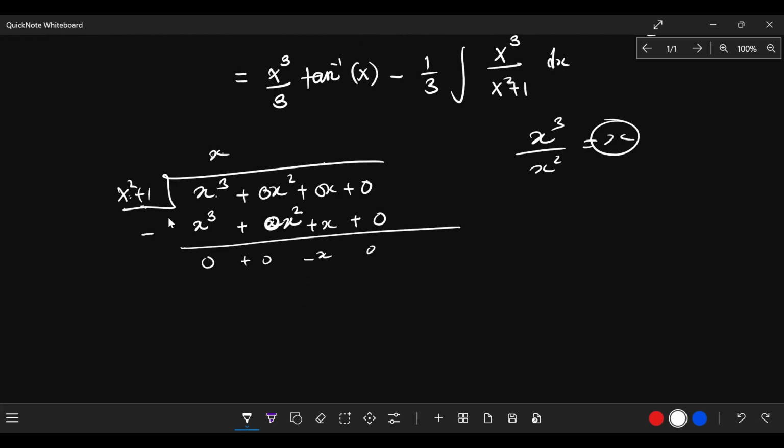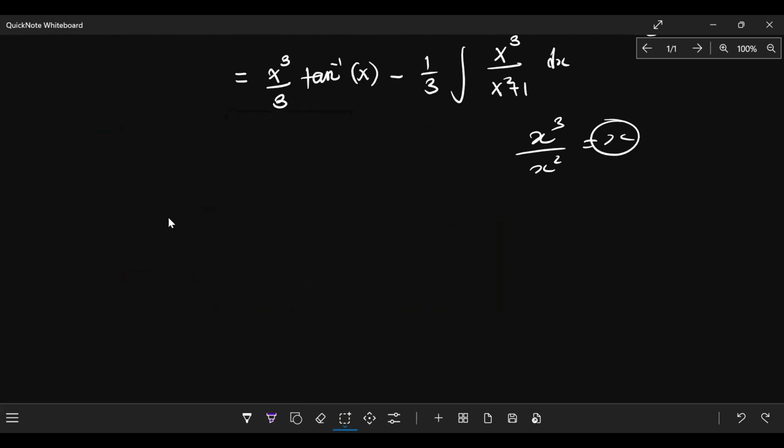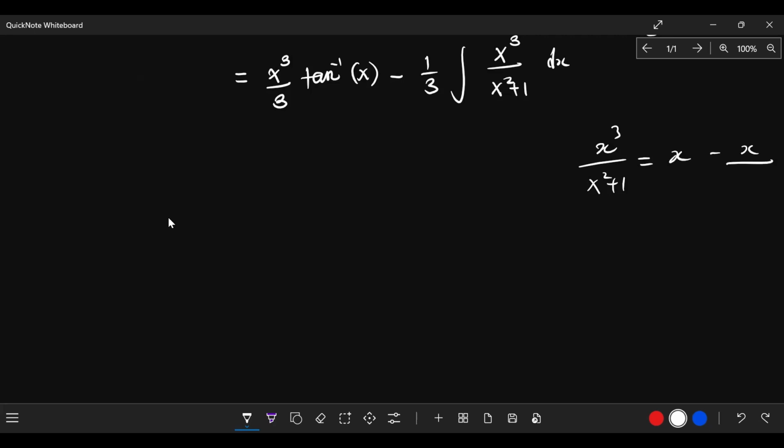So it means that my new integral is going to look like this time around. We said that this guy goes into this. So if you divide x cubed over x squared plus 1, this tells me that this guy goes into this x times, and then the remainder is x, so minus x over the same thing.